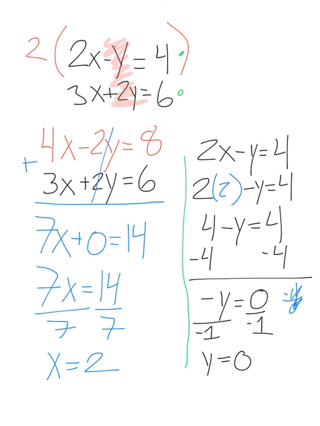Y equals 0. Our solution would be our x-coordinate, 2, and our y-coordinate, 0. And always make sure, at the end of the problem, you plug back into the original two equations and make sure that ordered pair checks out.